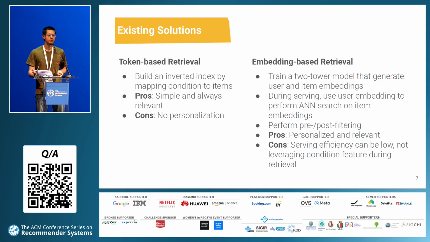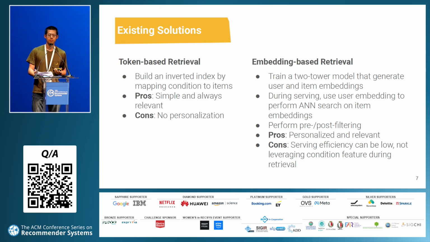There are a few existing solutions for this. The most naive one is to use token-based retrieval methods, where we build an inverted index using the mapping from condition to items. It's simple, it's always relevant, but there's no personalization at all.